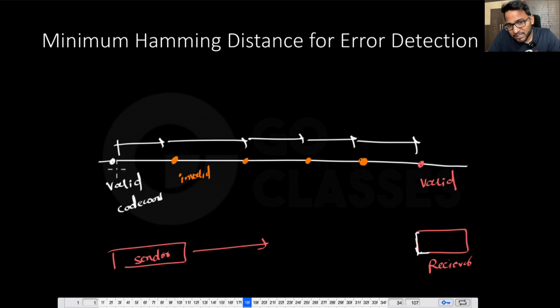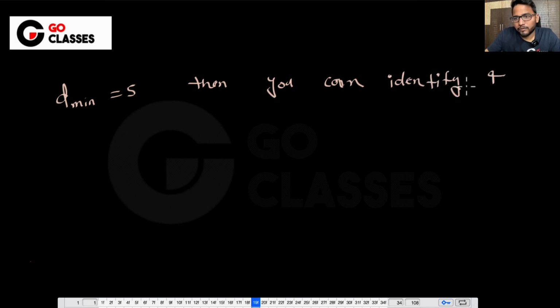So let's suppose the minimum Hamming distance between two valid code words is 5. Minimum Hamming distance means that if you collect all the valid code words, then among all of them the minimum Hamming distance is 5, which means no two valid code words are at a distance less than 5. Now, with a minimum Hamming distance of 5, if there is a 1 bit, 2 bit, 3 bit or 4 bit error, then you can identify those errors, right? So if d minimum is 5, then you can identify 4 bits of error.